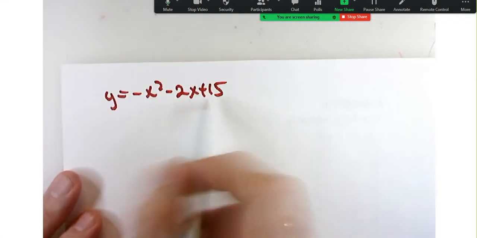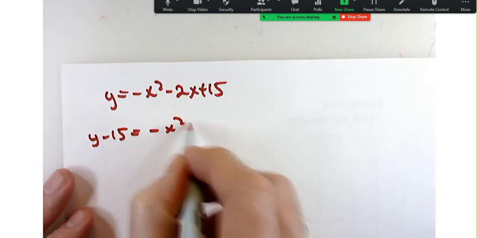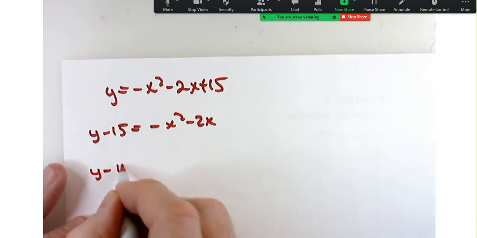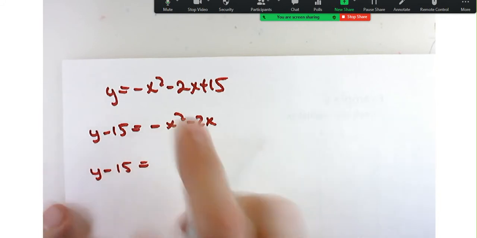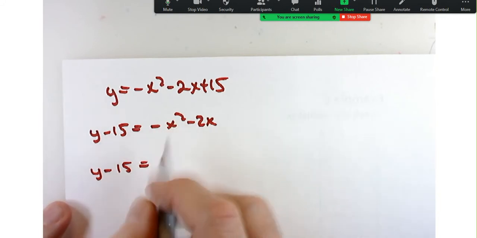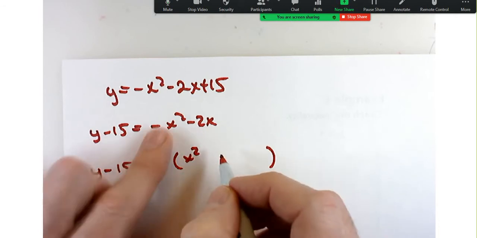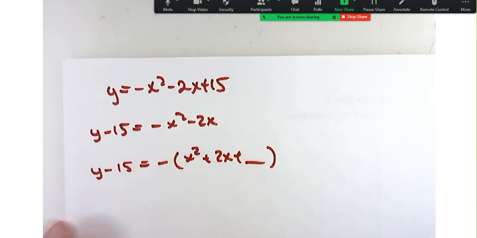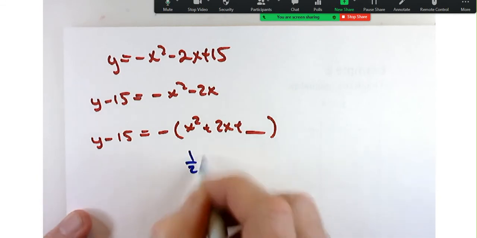So I'm going to move the 15 to the other side and get y minus 15 equals negative x squared minus 2x. Now the thing about completing the square is that you can only do it when the coefficient of x squared is 1. So if there's anything else there, like a negative, you're going to have to factor that out. So if I factor that out of both of these, I end up with something like this.